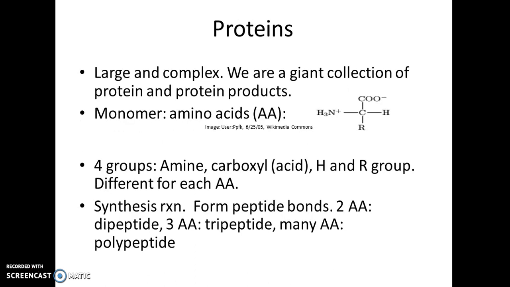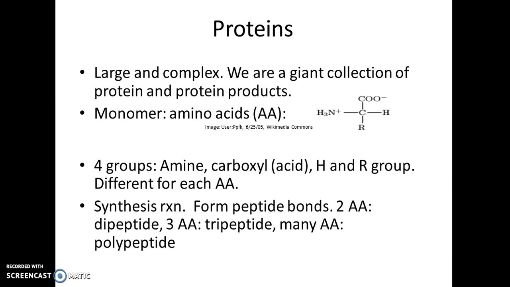So now we get to talk about proteins. We're going to spend a lot of time on proteins because they are very large and complex. And basically, we are a giant collection of proteins and protein products. That's all we are. And our DNA is responsible for the code for all the proteins.